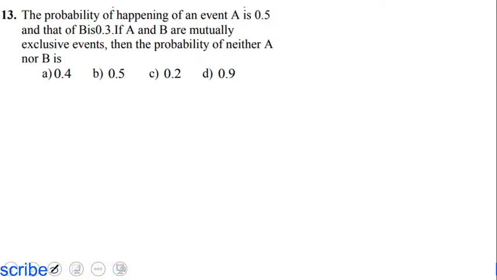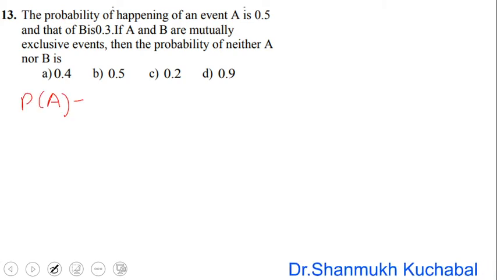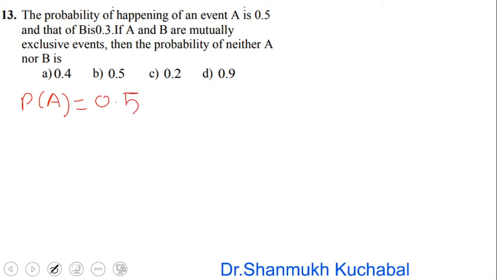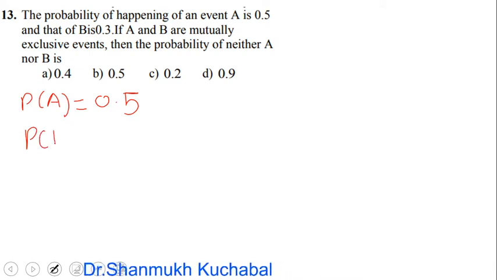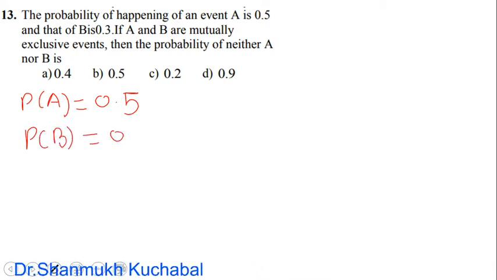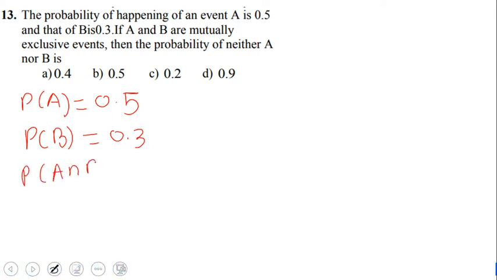The question is the probability of happening of an event A, I call it P of A, is 0.5. Next, that of B, probability of B, equal to 0.3. Next, A and B, means intersection, P of A intersection B, are mutually exclusive, means we have to take it as 0. Then probability of neither A nor B we have to calculate.